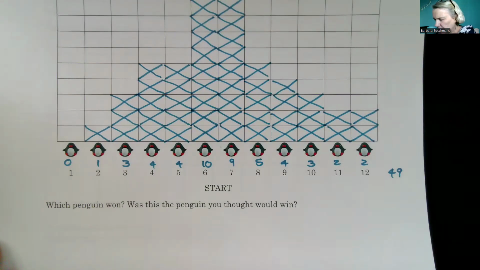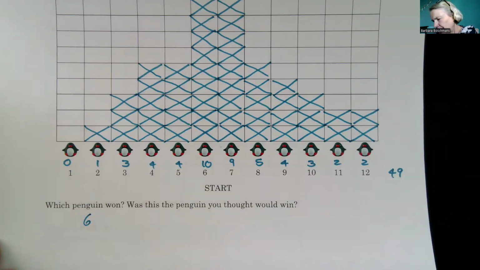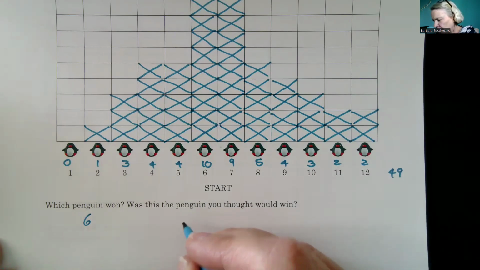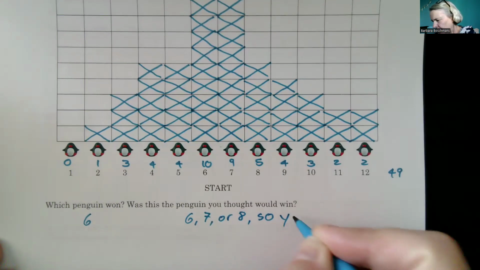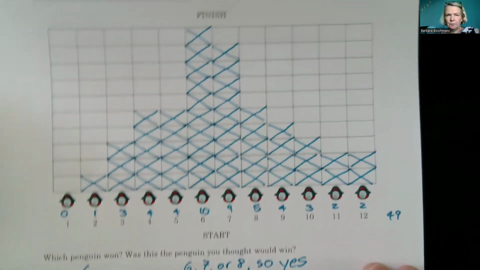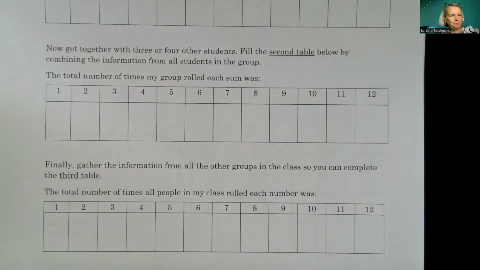Okay, so answer the question below, which penguin won? Well, for me, that's penguin 6. Was this a penguin you thought would win? Well, I had 6, 7, or 8, so yes. I mean, 6 and 7 were pretty neck and neck for me.